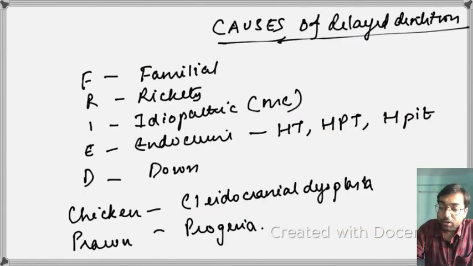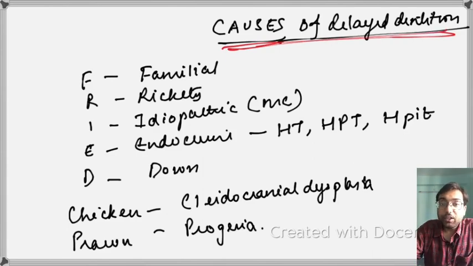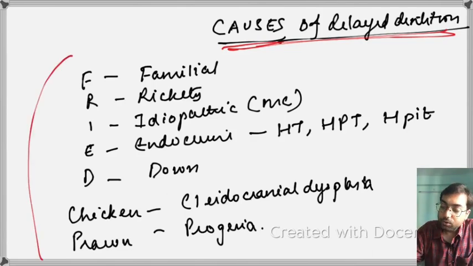Now, the causes of delayed dentition. We are at the causes of delayed dentition. The mnemonic is fried chicken prawn. So what is fried?